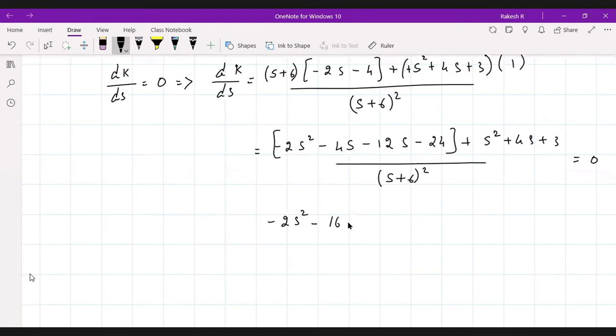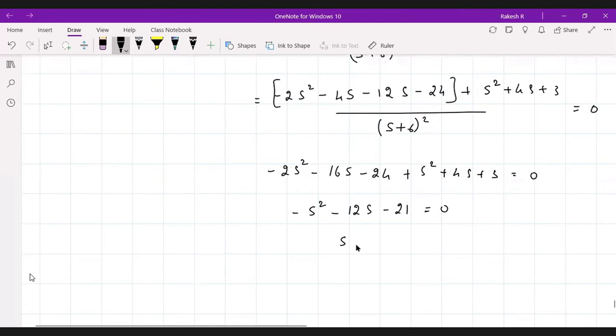I'll just continue this. 16s minus 24 plus s square plus 4s plus 3 is equal to 0. The denominator I have multiplied with 0. So this becomes just minus s square minus 16 minus 4 becomes 12s minus 24 minus 3 becomes 21. So I can write s square plus 12s plus 21 is equal to 0. Right, this we got.